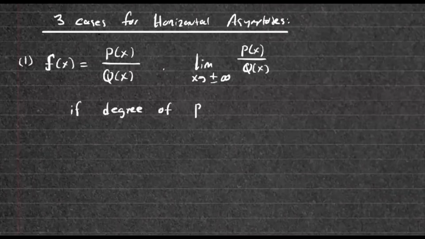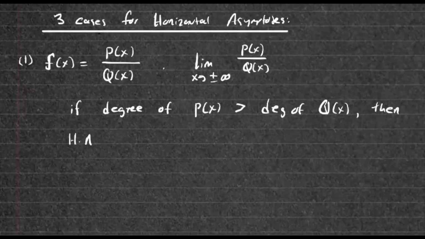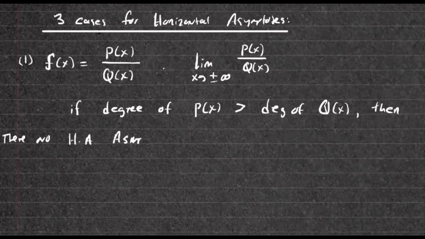If the degree of the top, which is p of x, is greater than the degree of the bottom, which is q of x, then we say that there is no horizontal asymptote.